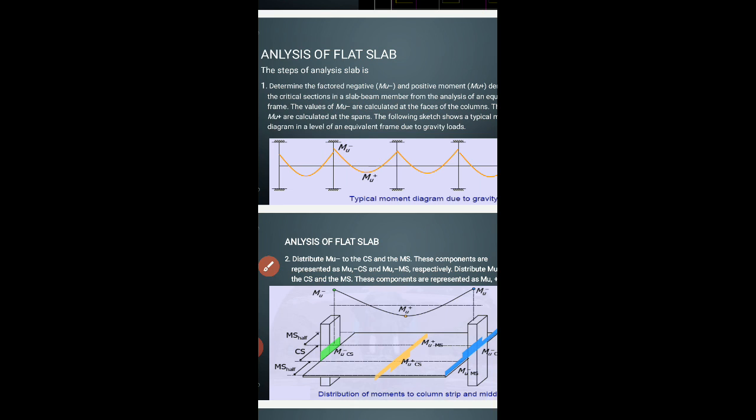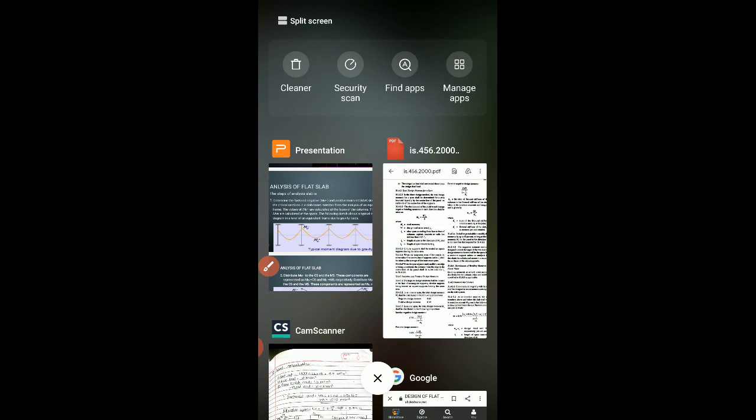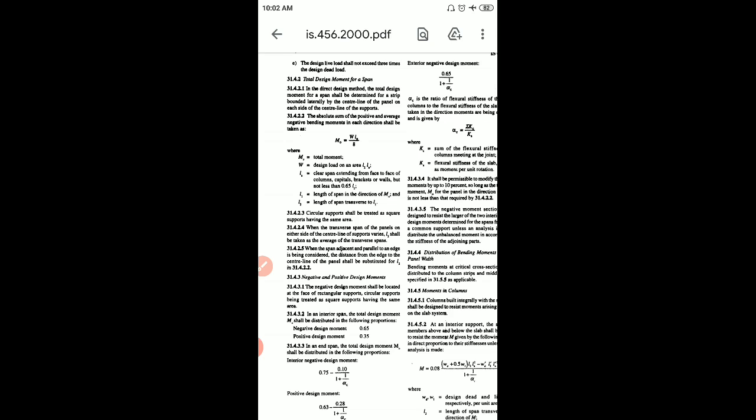I have discussed this part in the previous sessions. And where did the 0.65 and 0.35 values come from? They come from this clause, negative and positive design moments. In an interior span, the total design moment M0 shall be distributed in the following proportions: negative design moment is 0.65, positive design moment is 0.35 for interior span. Just study this with very much concentration. It is for interior span. This distribution is like that.